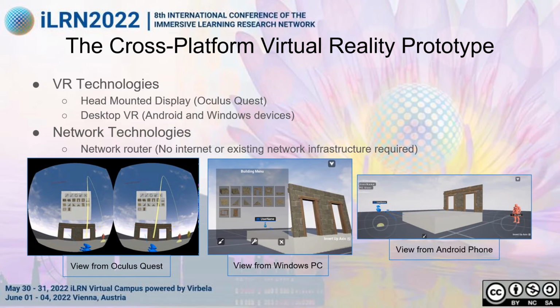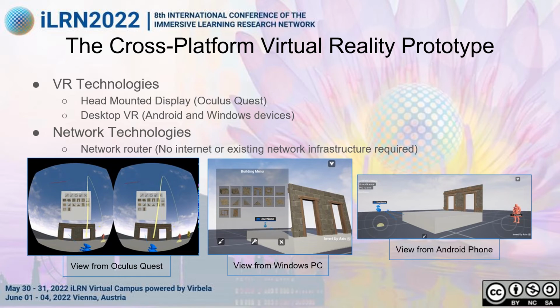The VR prototype presented in our paper was designed and developed to showcase the following. Firstly, it was implemented to showcase a design and implementation that does not rely on electricity from the national electricity grid in Malawi. And in this case, supported devices include battery-powered devices such as the Oculus Quest, a standalone headset, and Android mobile devices.